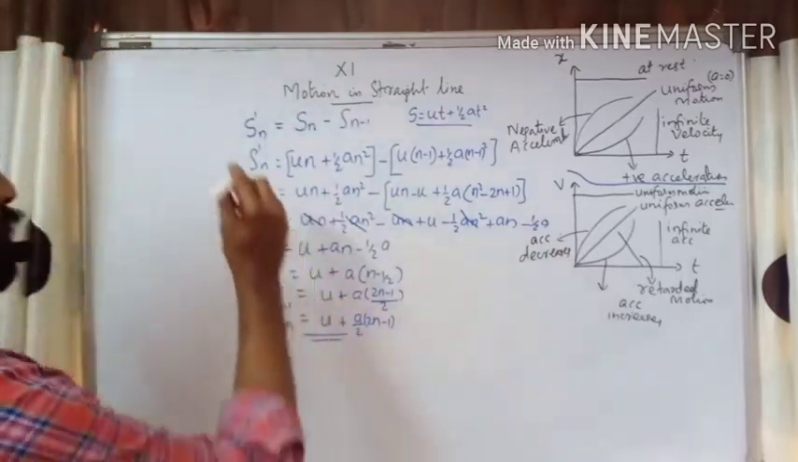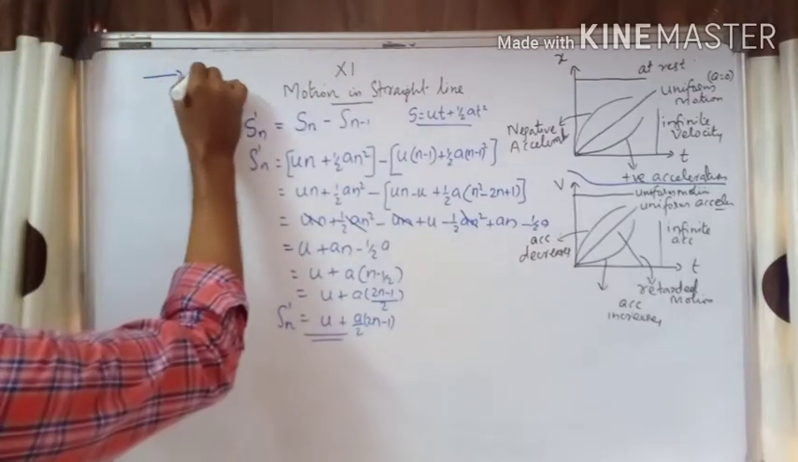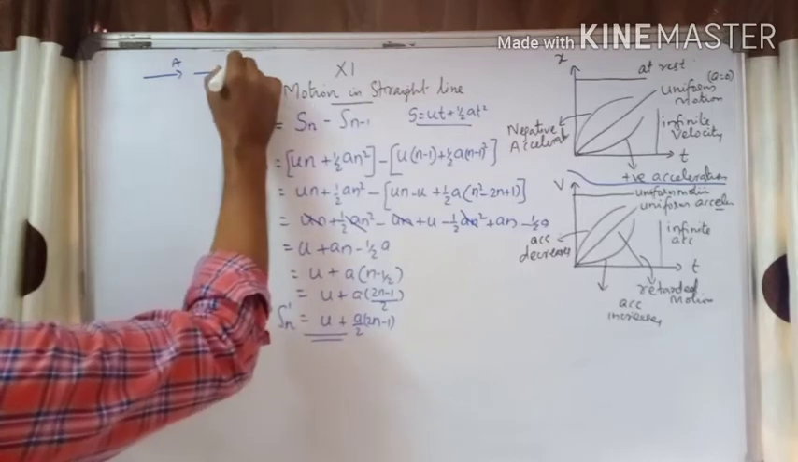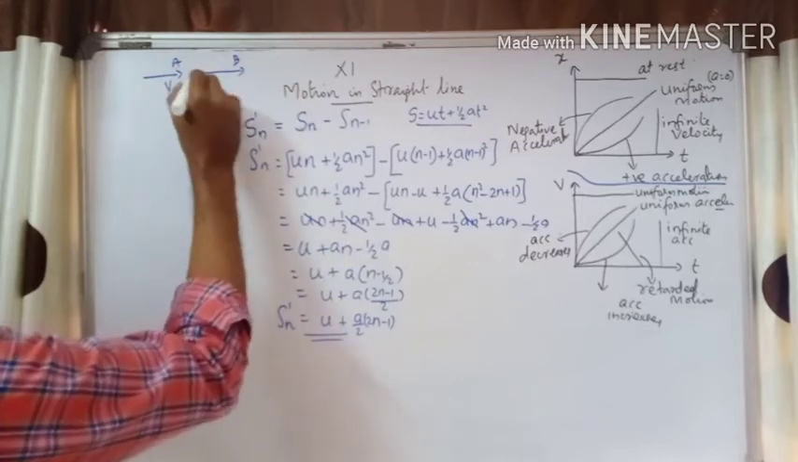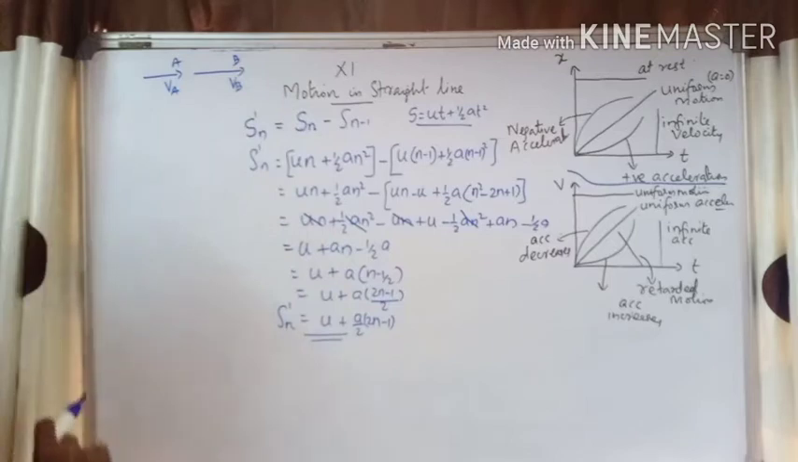If you have two objects moving in the same direction, so we have objects A and B. A moves with a velocity VA and B moves with a velocity VB.